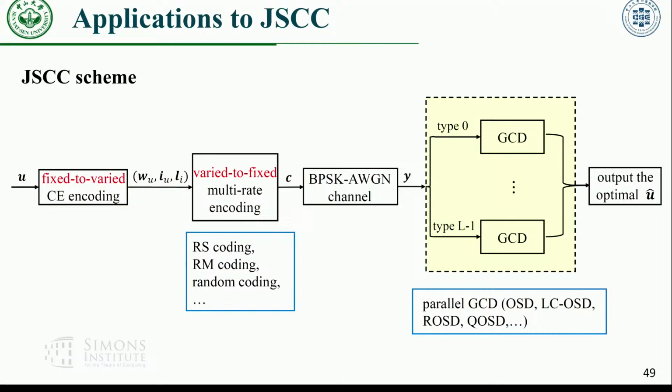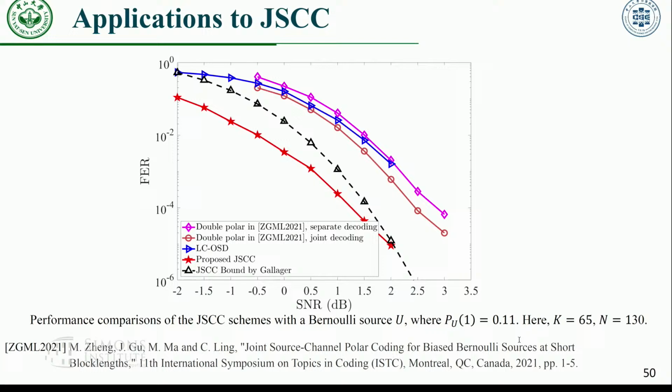Okay. Here is the algorithm. Let's see the example. So we can see the source with probability 0.1. So the entropy is 1/2, right? Okay. So this is, I think, joint decoding. So we consider the a priori probability, and this uses our method. We can see we are already below the Gallager JSCC bound. Okay.